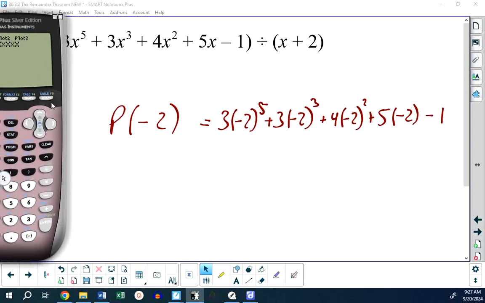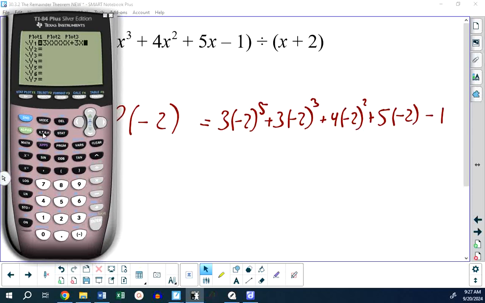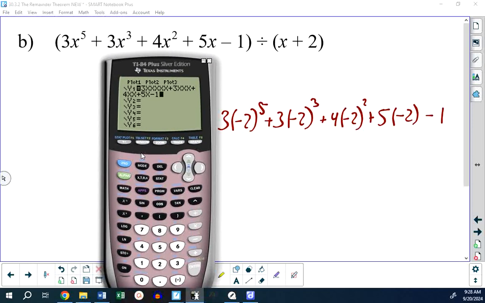Is it plus another 3? It is. Plus 3x cubed plus 4x squared plus 5x minus 1. When you do this, you want to just triple check to make sure that you've entered it correctly before you go to your table, because you're about to leave it behind. You go to your table, you won't see it anymore, right? So when you go here, you're acting on faith that when you enter negative 2 and get negative 115, it's correct. So the remainder is negative 115.